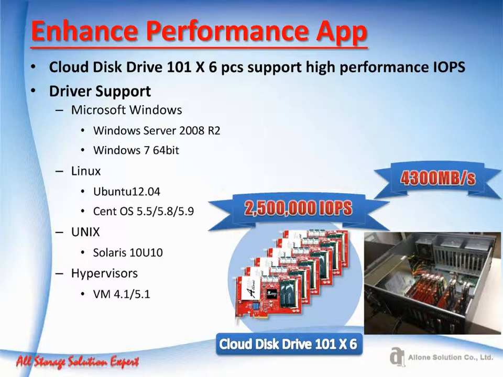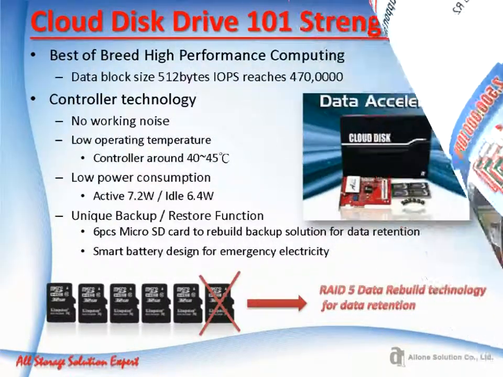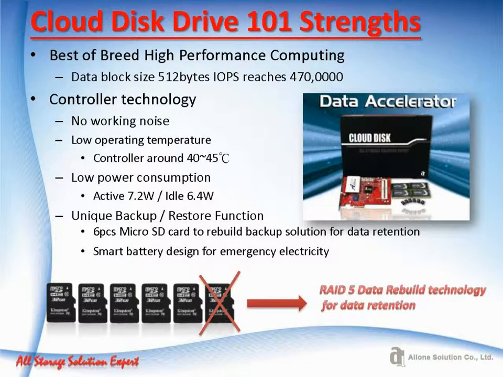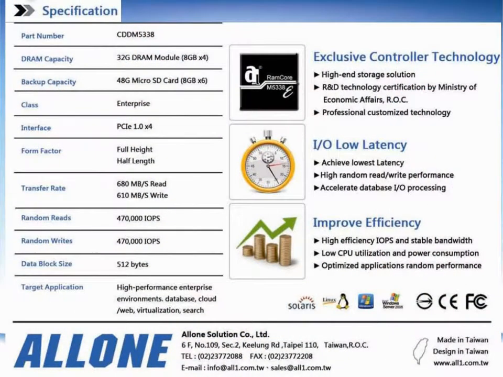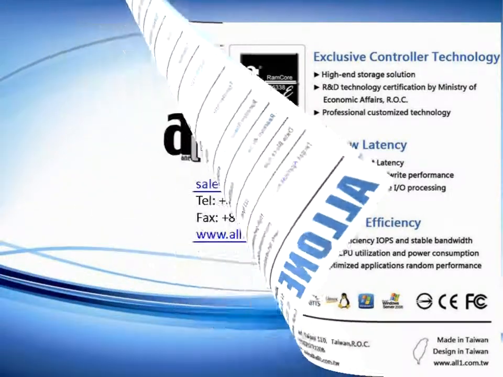And with our 6-pix RAMDisk, you will have 2,500,000 IOPS. With a capacity of 512 bytes, we could reach computing performance of almost 500,000 IOPS, plus an always power-on battery solution to keep the retention data restored. Our patented controller has I/O low latency, low power consumption, and indeed enhances the great performance capabilities.